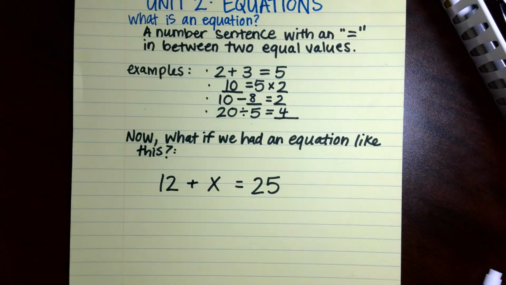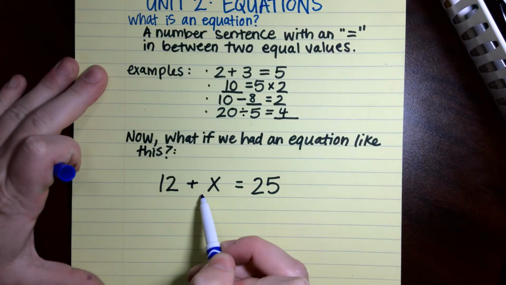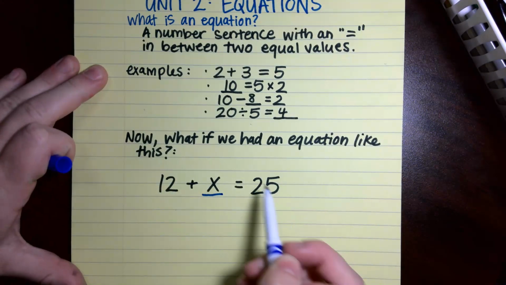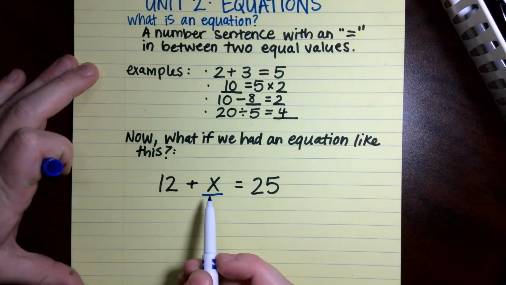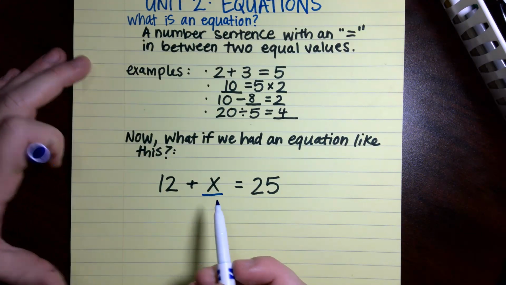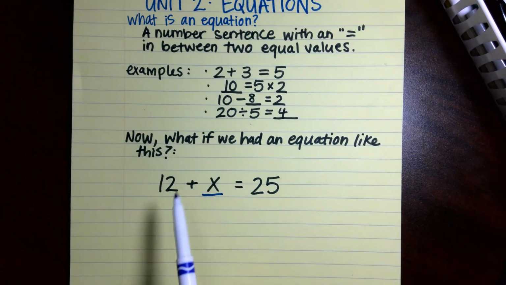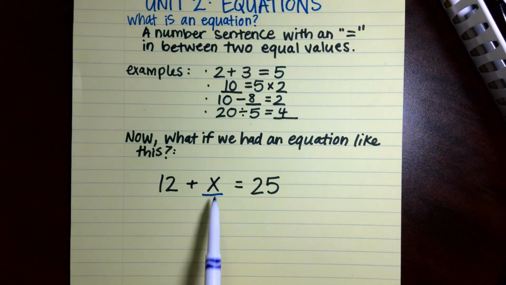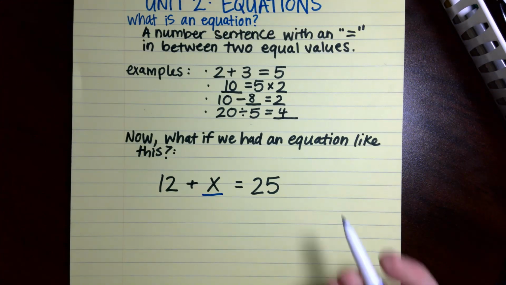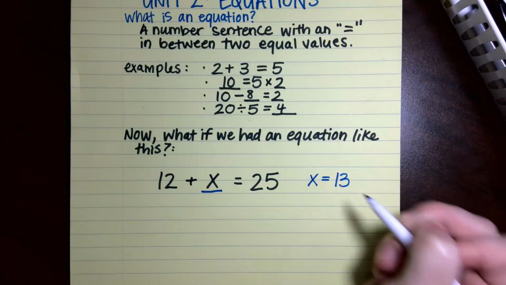That's right. So what we're really doing here is anytime we see an x in an equation, x is going to be a number that we do not know. It stands for a number that we don't know yet. And in this case, 12 plus what makes 25? Lewis, you just said it was 13. That's absolutely correct. x, in this case, would be 13.